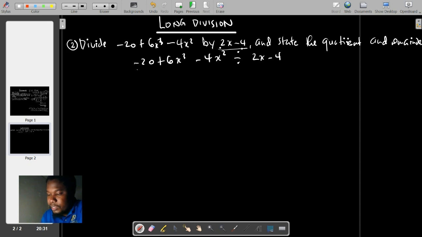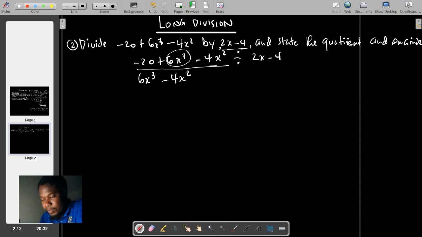But when we look at our dividend here, it's not descending powers. We're starting with a constant. We have the thing with the highest degree in the middle and something else coming after that. So we need to make sure we order this. The thing with the highest degree is this one, so let's start with that one. 6x to the power 3, followed by minus 4x squared, and then we have the constant.